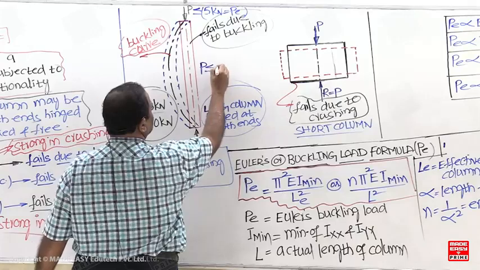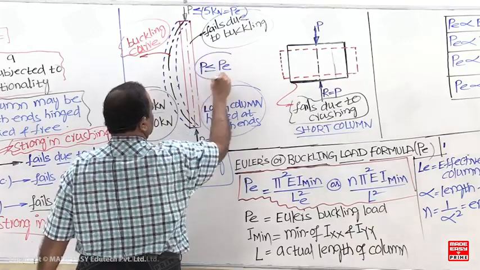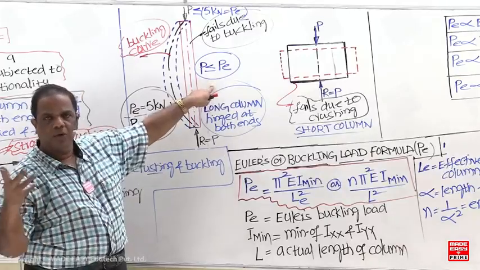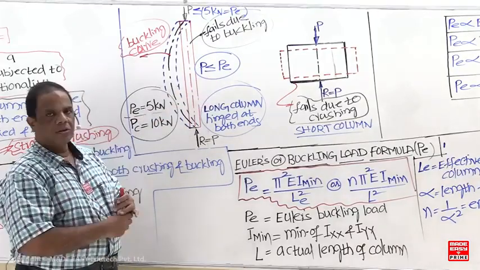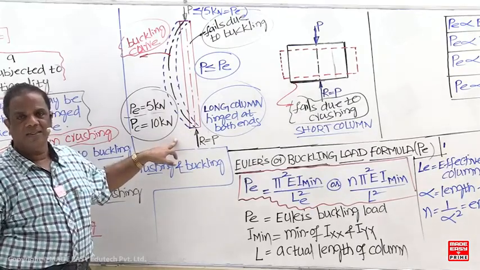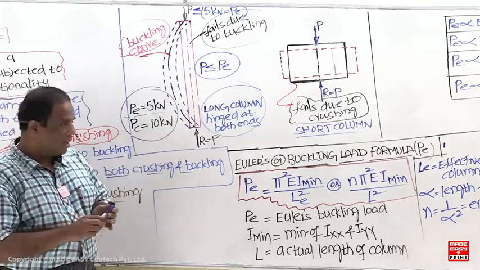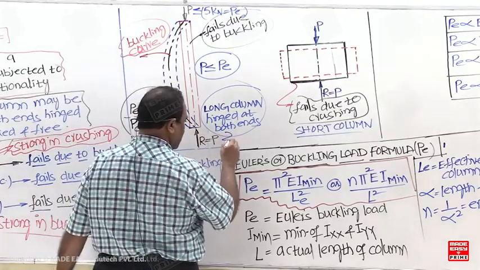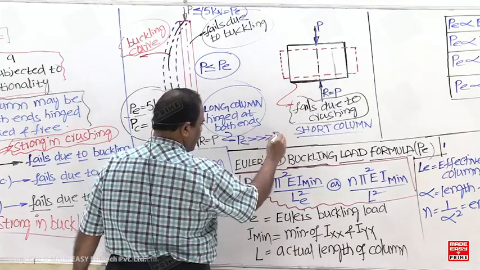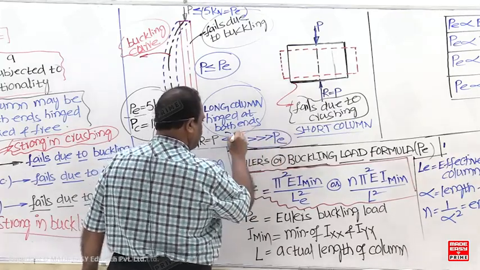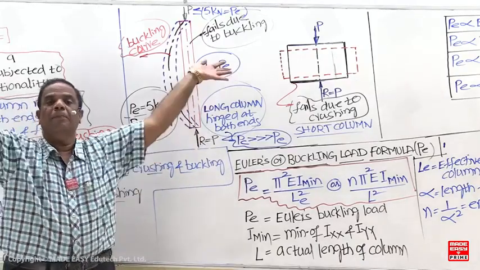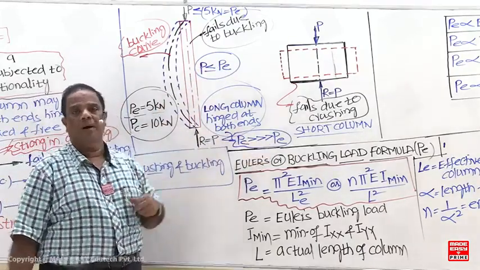P should be less than or equal to the buckling load. This is a safe condition. If this condition is satisfied, there is no buckling. When there is no buckling, there is no crushing. So the final conclusion is what? Long columns should always be designed based upon the buckling load. So for long columns, PC is greater than PE. It can withstand a more compressive load, the crushing load is more than the buckling load.